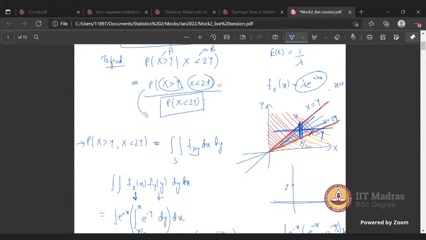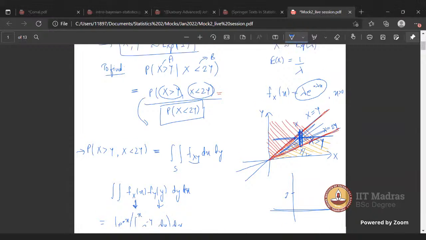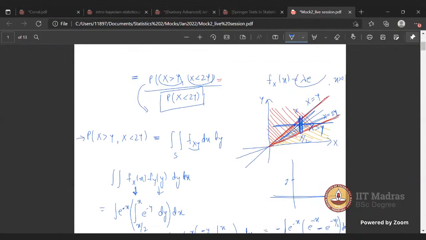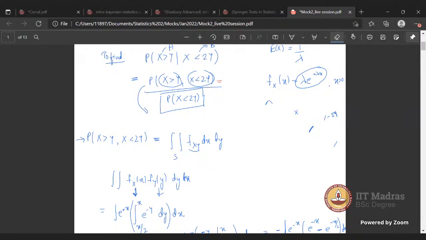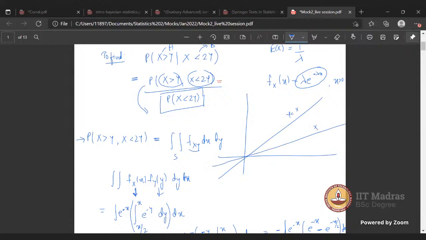Sorry, ma'am, how did we find this 0 to infinity? Yeah, okay. Second case, right? I'll make this again. Y will vary from x by 2 to infinity. Just hold on. This is your y equals x. This is our x equals 2y. And we have to find this region.